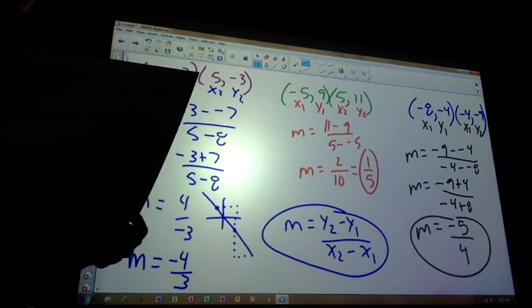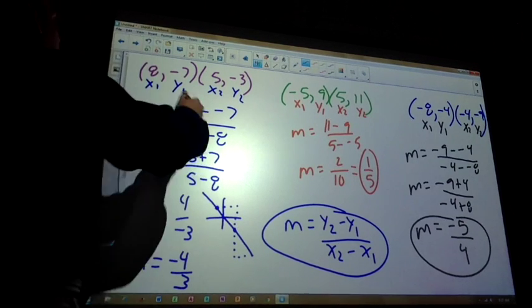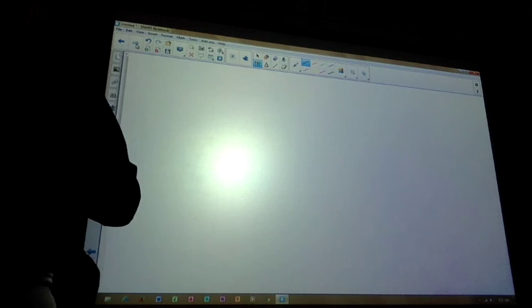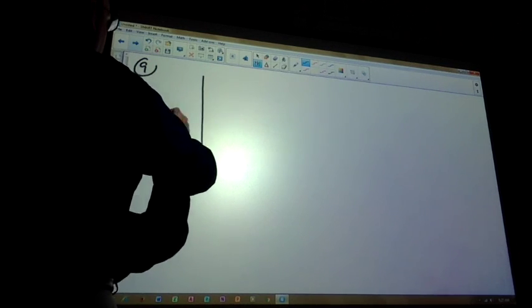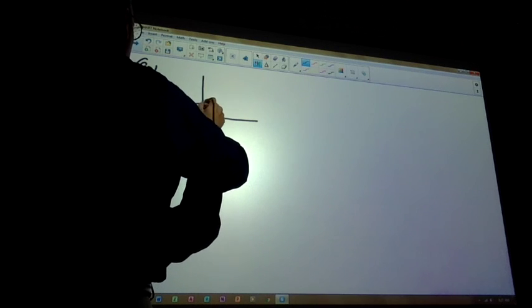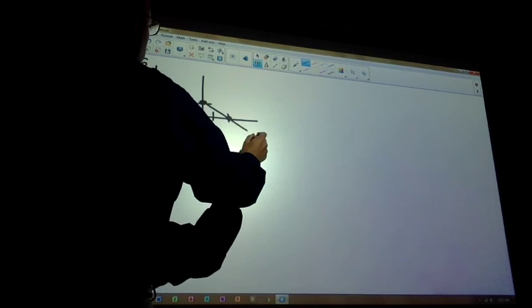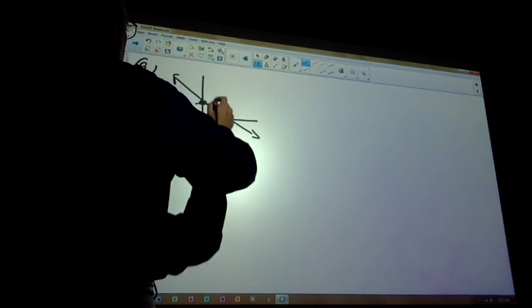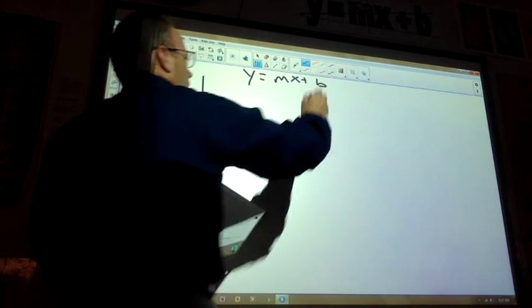All right. We're on the back, aren't we? Okay. So problem number 9. Let's see. We got 1 and 2. So they gave us this, right? And we're going to use y equals mx plus b. Agree?